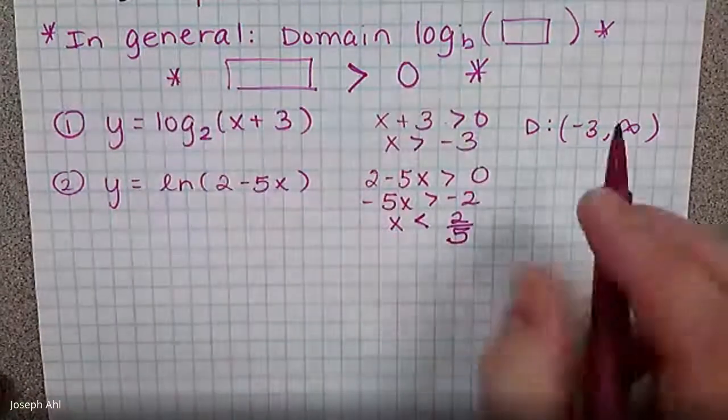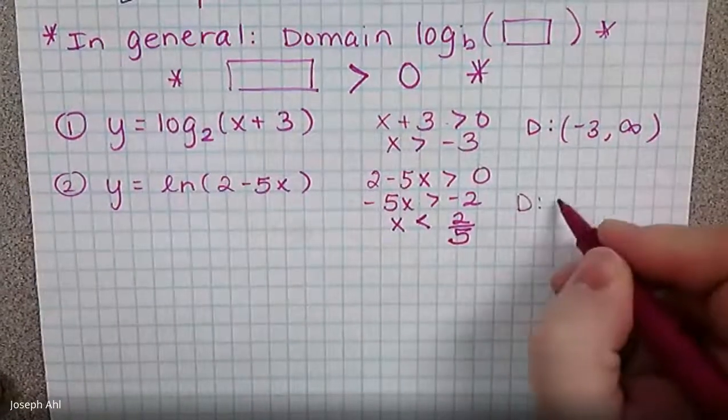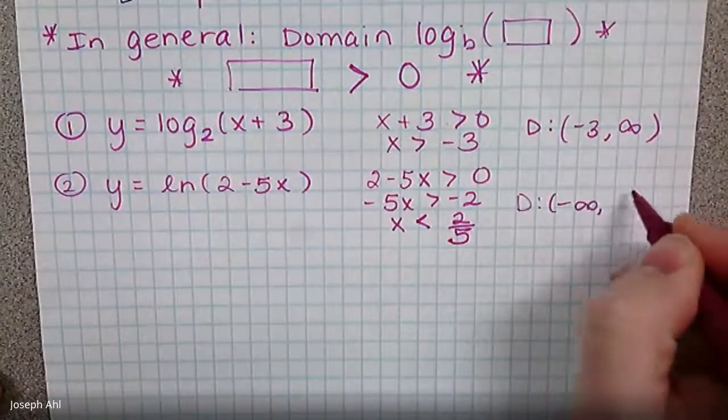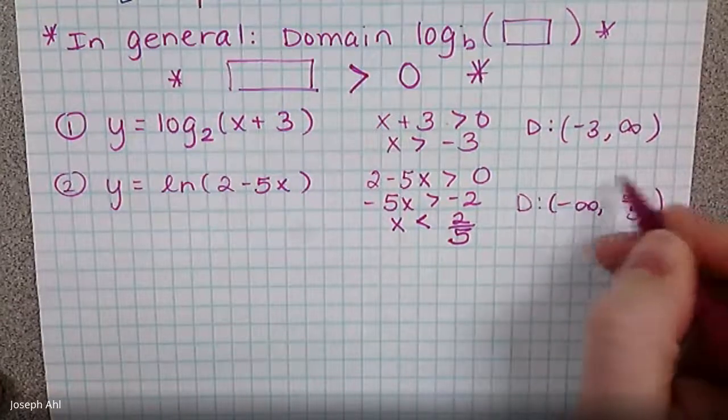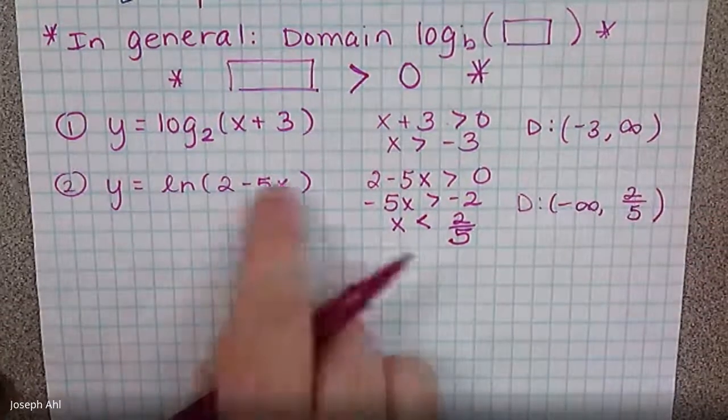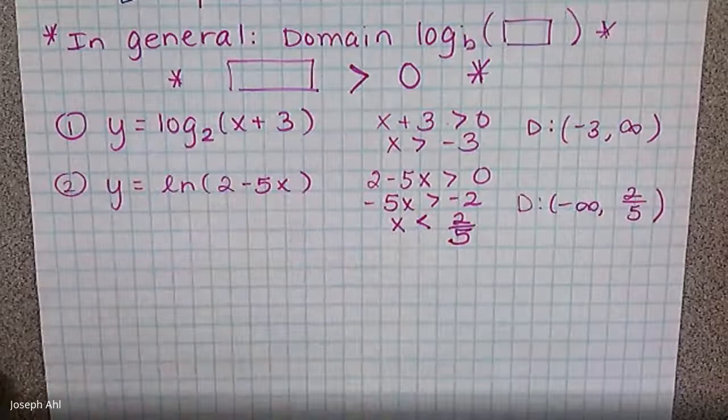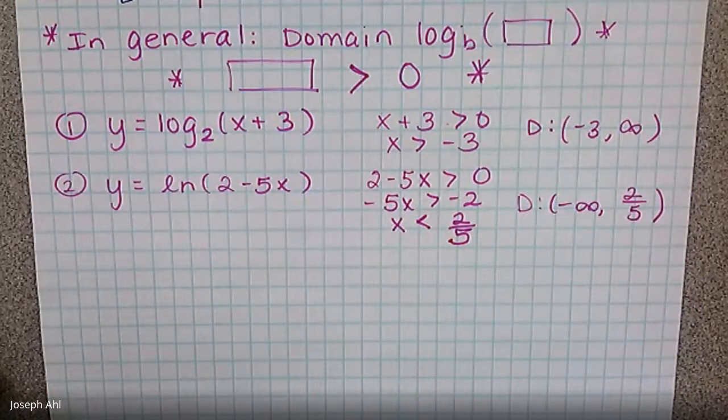So to be less than 2/5, the domain would be from negative infinity to 2/5, and we'll never include that endpoint, because that would be making this 0 on the inside. You can't take the ln or the log of 0 for that matter. All right, let's try a couple more.